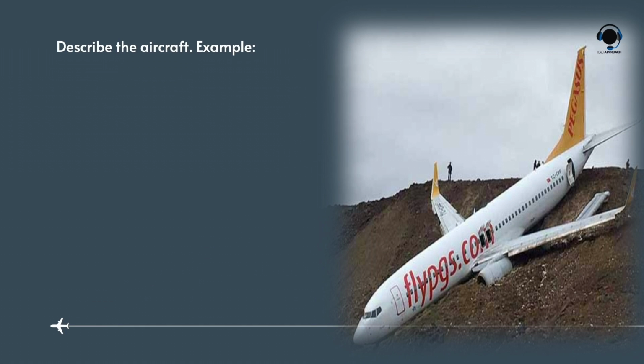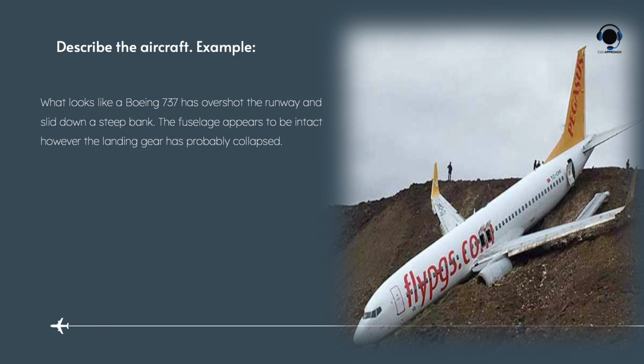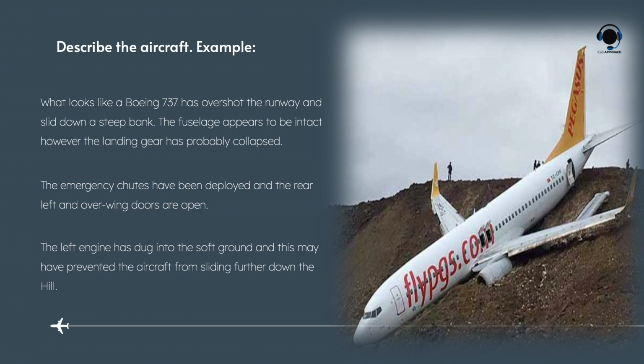Now, this is my take on the photograph you see. What looks like a Boeing 737 has overshot the runway and slid down a steep bank. The fuselage appears to be intact. However, the landing gear has probably collapsed. The emergency chutes have been deployed, and the rear left and over wing doors are open. The left engine has dug into the soft ground, and this may have prevented the aircraft from sliding further down the hill.